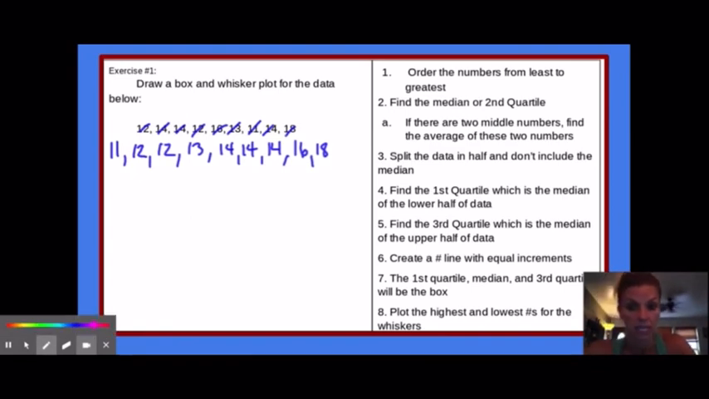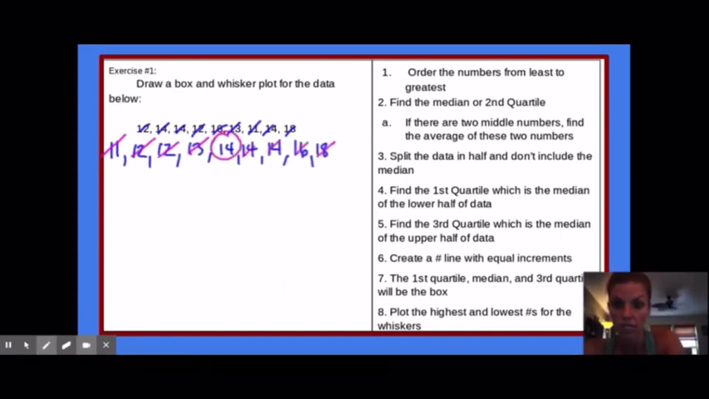To find the median, you get your middle number, right? So I cross off like we've done before. So I know that there's 9 numbers. I'm going to do like 4 on each side. Does that make sense? 1, 2, 3, 4. 1, 2, 3, 4. Here's your median. So I always circle it, and then I'm going to label it MED for median.